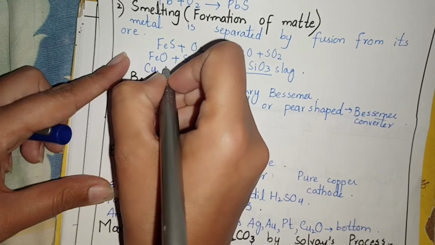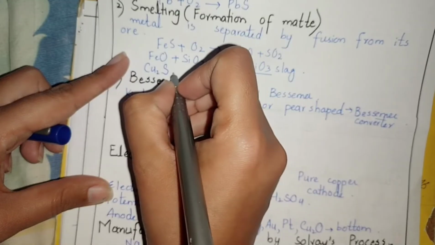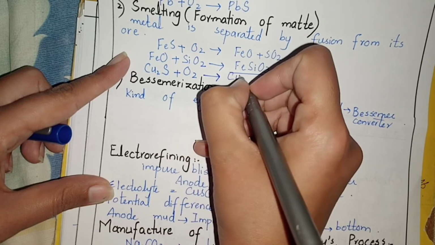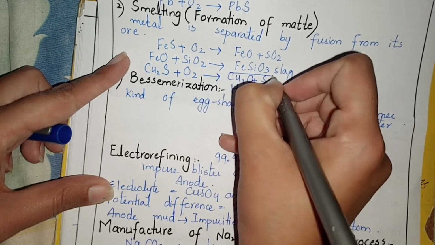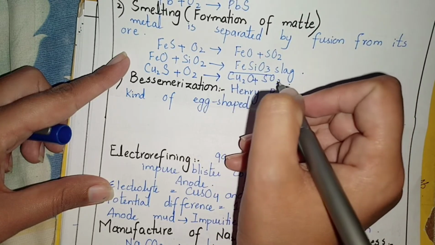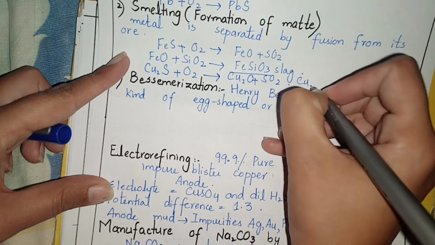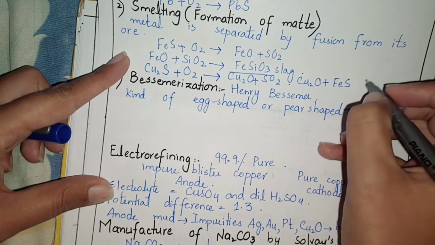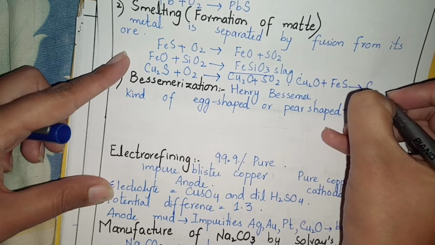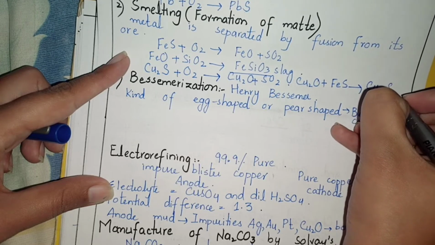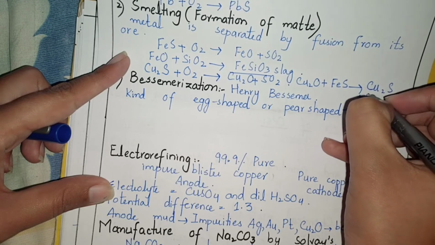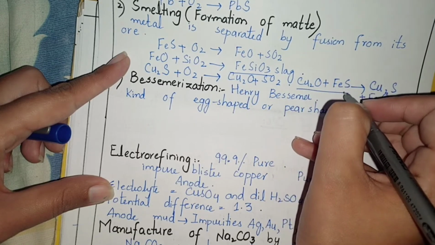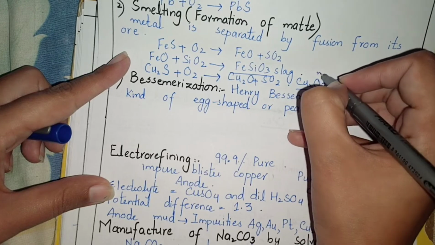Cuprous sulfide will combine with oxygen. It will form cuprous oxide and sulfur dioxide. Cuprous oxide plus iron sulfide, they both combine to form cuprous sulfide plus iron oxide. So cuprous sulfide and iron sulfide is called matte.